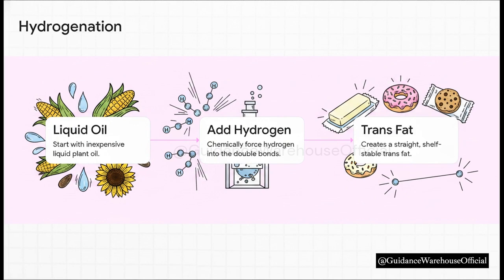So how does this actually happen? Well, through an industrial process called partial hydrogenation. Food manufacturers would take super inexpensive liquid plant oils, like corn oil, and literally blast them with hydrogen gas to forcefully add hydrogen back into those double bonds. Why? The goal was to take a cheap liquid oil and make it semi-solid. It made for perfect spreadable margarine and gave processed baked goods a practically endless shelf life without going rancid. But in doing so, they created an artificially straight, unsaturated fat that behaves exactly like a saturated one.